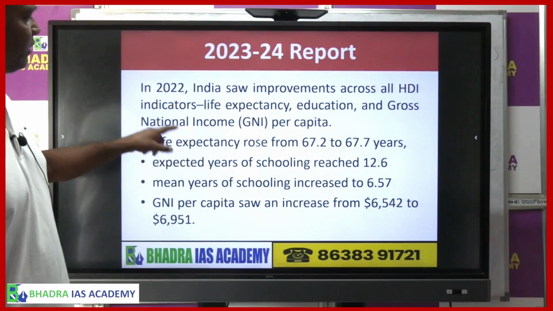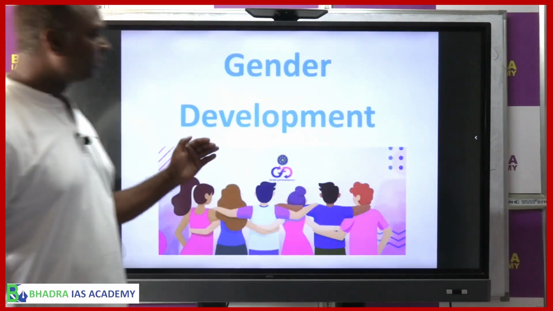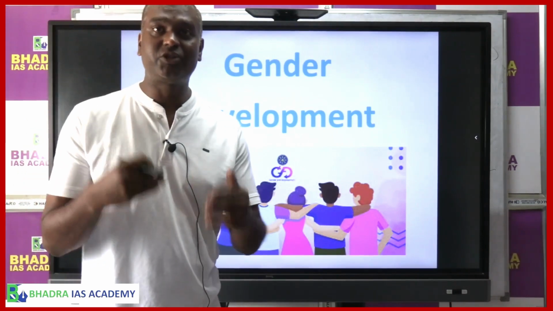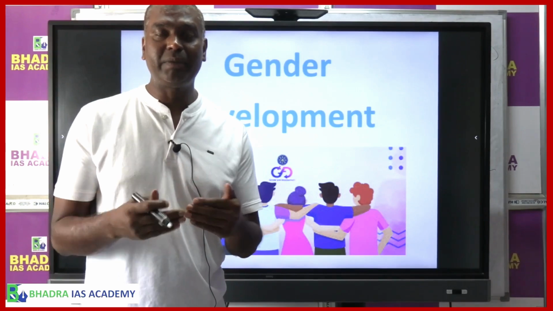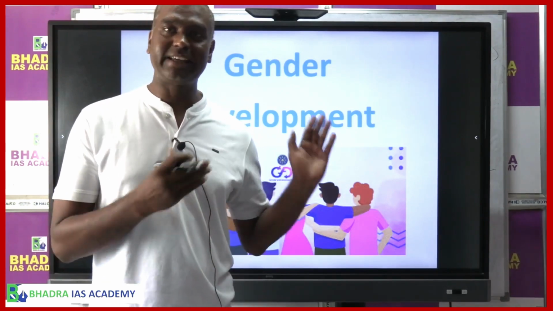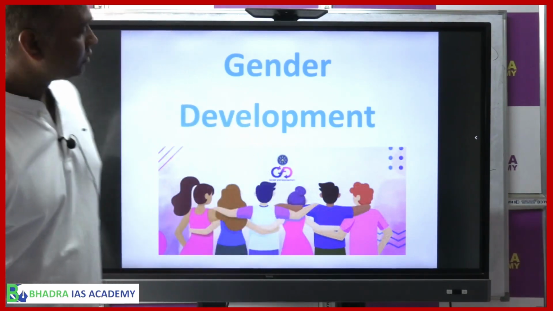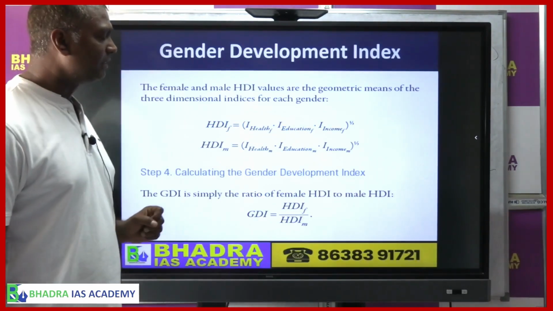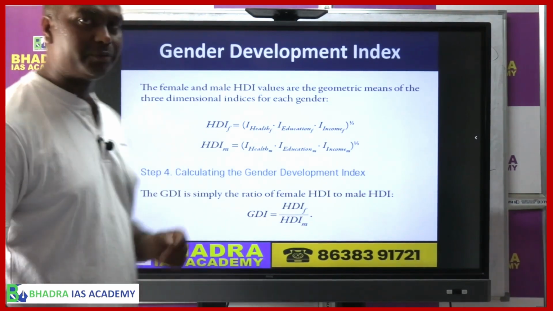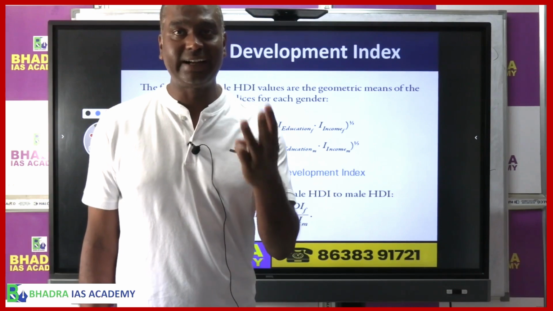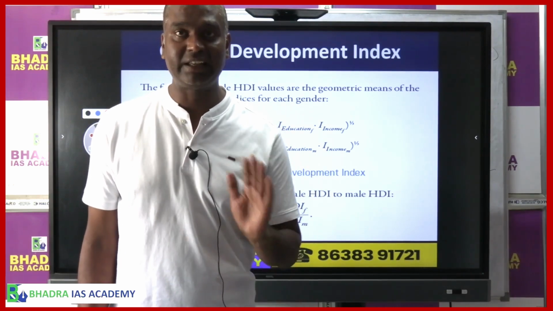Okay, now related to human development, there is another thing called gender development. What is the gender development? We estimate the development and growth of women on the same parameters that we use for human development. So if you look at the gender development, it is very easy. We use the same human development, meaning the 3 dimensions and 4 indicators that I mentioned, we use the same for gender development, okay.